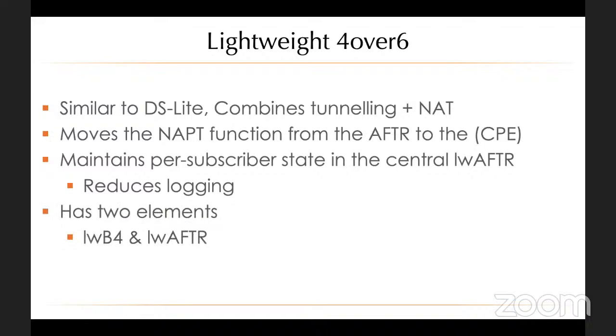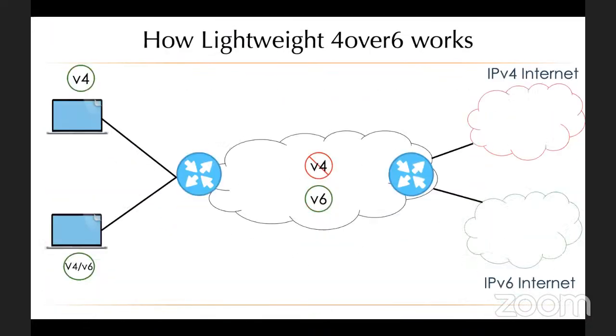And then similar to DS Lite, lightweight 4/6 has two elements: the lightweight B4, the basic bridging broadband, and the lightweight AFTR, the LW address family transition router. So pretty similar to DS Lite. So similar to DS Lite, we also have a binding table to capture the state. And as we mentioned earlier on, NAT is done on the B4 device, not on the AFTR.